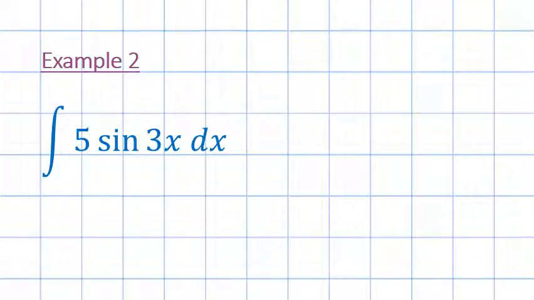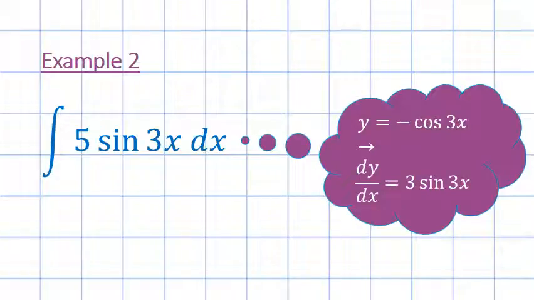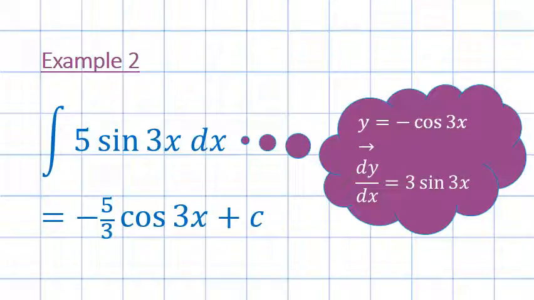Example 2. If we have 5 sine of 3x, well, in order to get sine, we must have differentiated cos. But when we differentiate cos, we get minus sine. So I must have needed minus cos of 3x in order to get sine. If I differentiate this, then I'm going to get 3 sine 3x. Well, I need 5 sine 3x. So if I multiply it by 5/3, that will give me my 5. So I will need minus 5/3 cos of 3x.